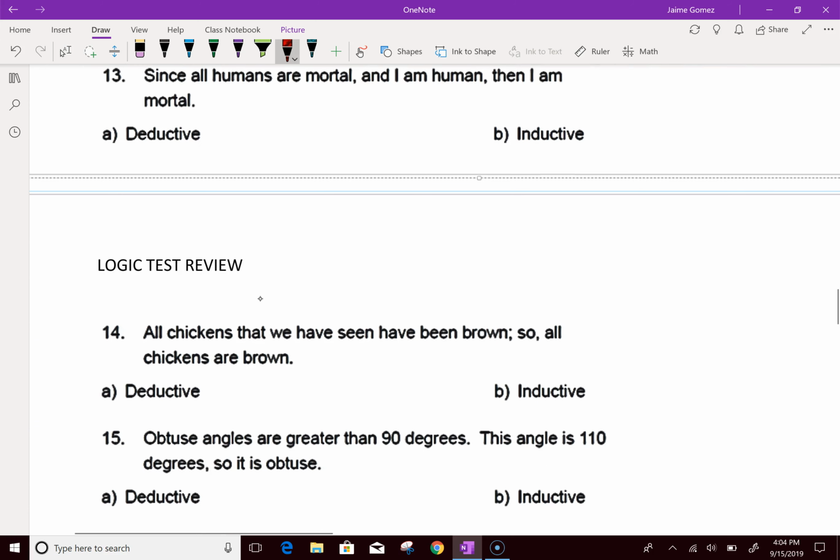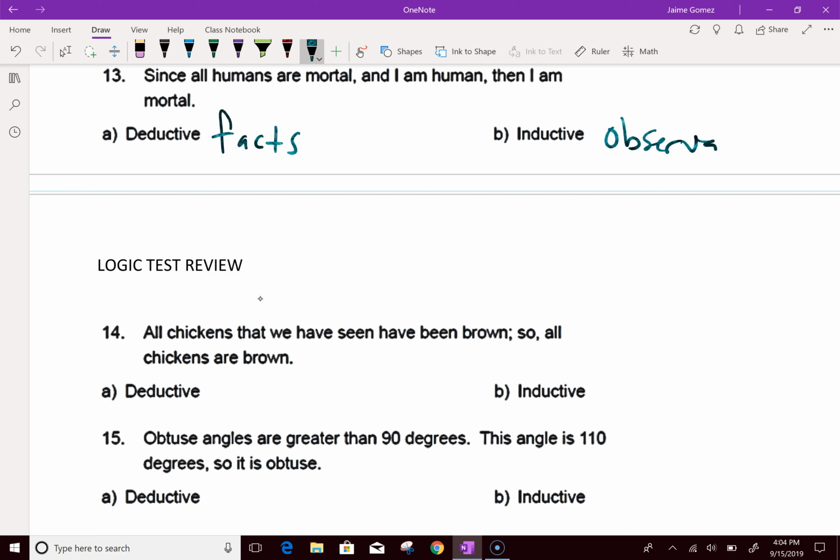13. Since all humans are mortal, and I am human, then I am mortal. Is that deductive or inductive? Well, let's first remember what deductive and inductive is. Deductive is based on facts. Inductive is based on observation and, well, patterns, actually. And this means you can prove it. Okay?